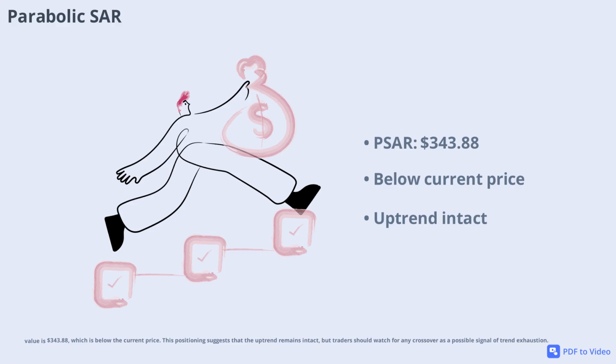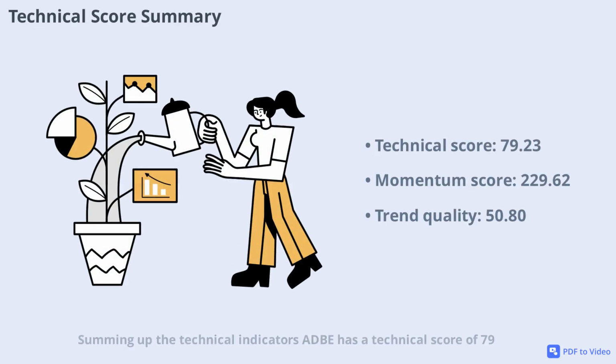Summing up the technical indicators, ADBE has a technical score of 79.23, which is quite strong. The momentum score is 229.62, reflecting recent bullish price action. However, the trend quality index is only 50.8, indicating that while the trend is positive, it's not particularly robust or stable. This mixed picture suggests that traders should remain vigilant for any signs of reversal.